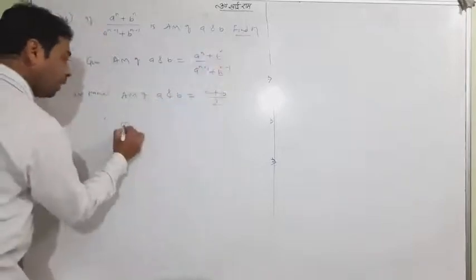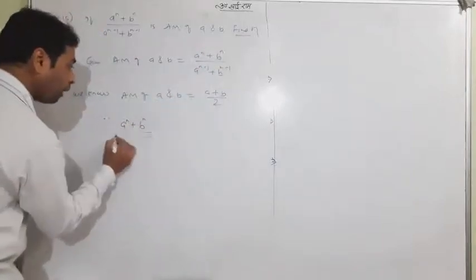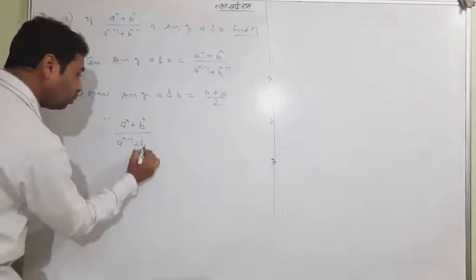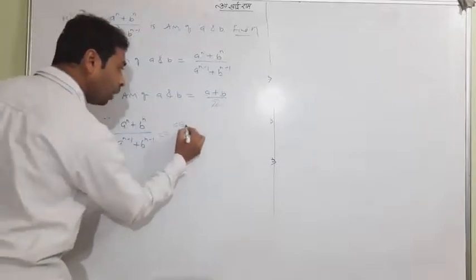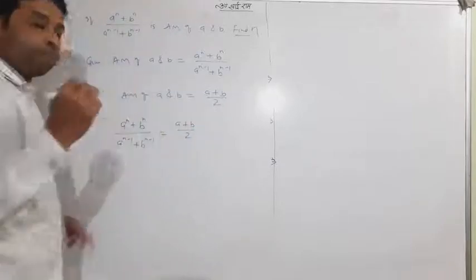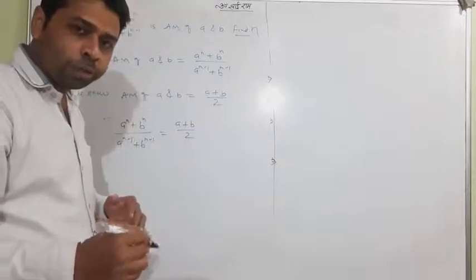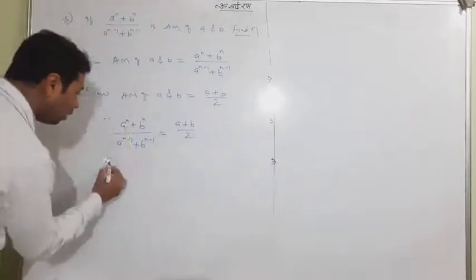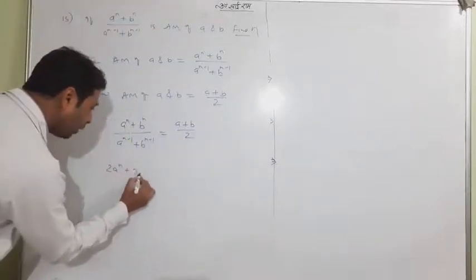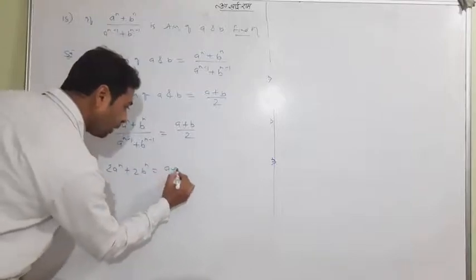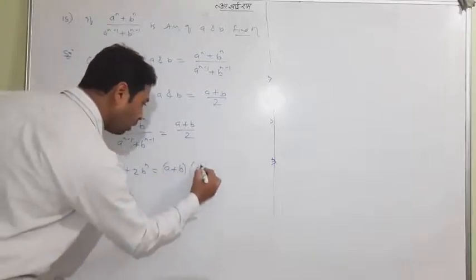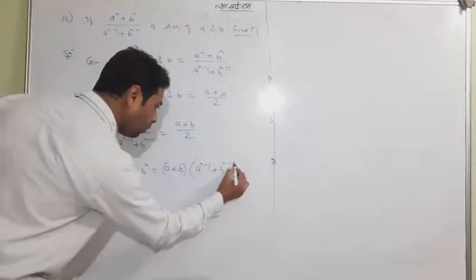So definitely (a to the power n plus b to the power n) upon (a to the power n minus 1 plus b to the power n minus 1) equal to (a plus b) by 2. Now we have got the equation. We will solve. Multiply by 2 as cross multiplication: 2(a^n plus b^n), and (a plus b) will multiply with (a^(n minus 1) plus b^(n minus 1)).